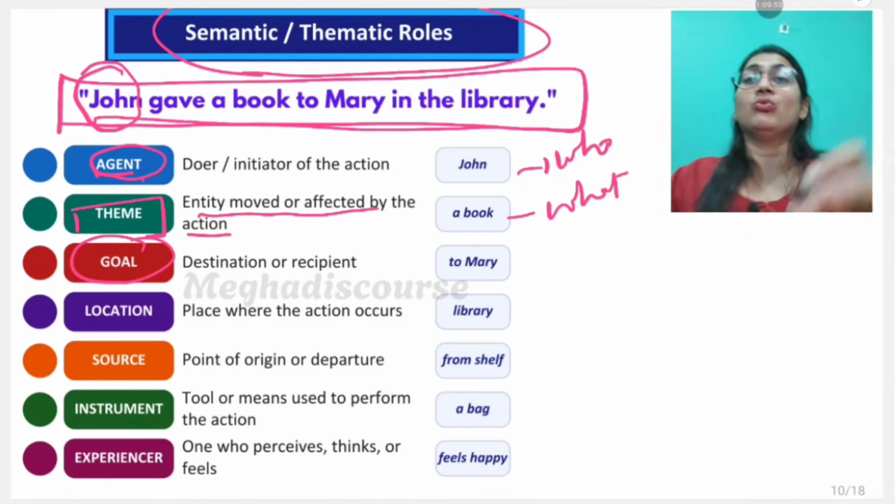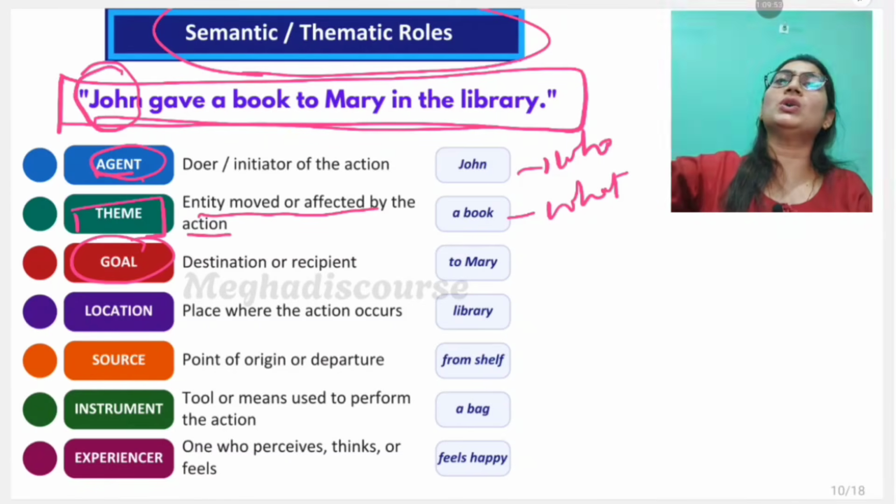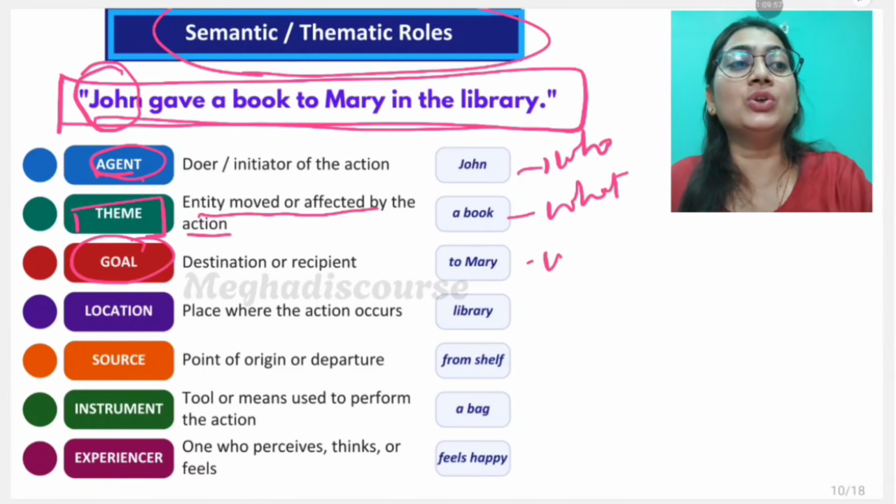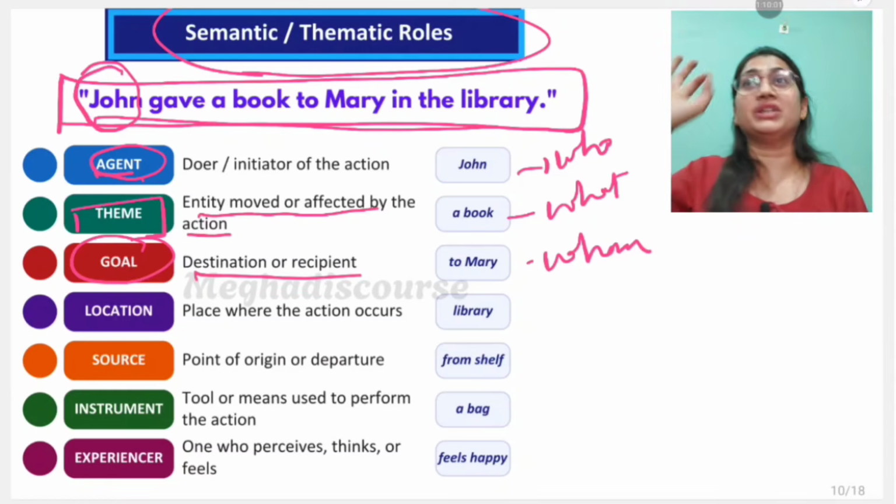Now we have goal. Who is the goal? Mary. To whom has he given the book? Mary. So this is your whom, the destination. That is your goal.